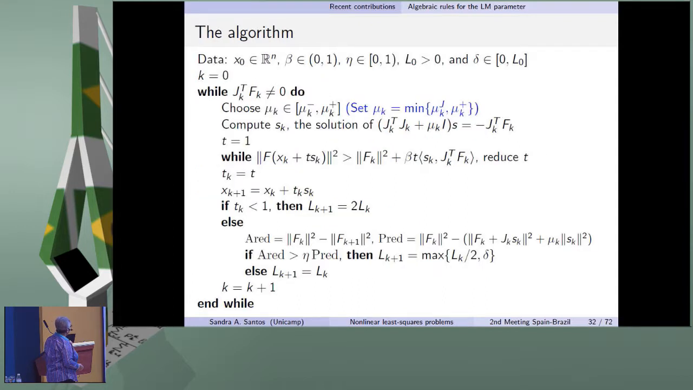So the algorithm, briefly, I will mention that we initialize and we choose our Levenberg-Marquardt parameter among these two values, mu minus and mu plus. Indeed, we set it as the minimum between mu j and mu plus that I defined in the previous slide, compute the solution, perform the line search, and then update our approximation for the Lipschitz constant of the Jacobian. Because many times we don't have access to this constant, but we can approximate it dynamically along the algorithm. And for this updating, we use ideas from trust region.